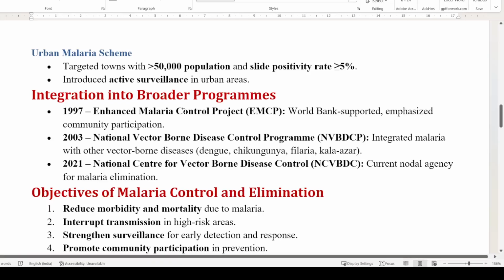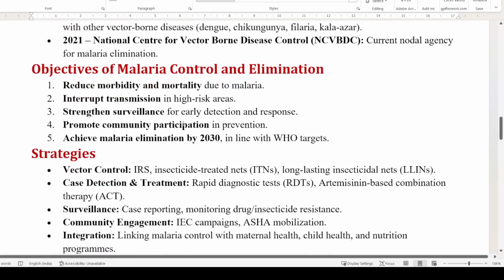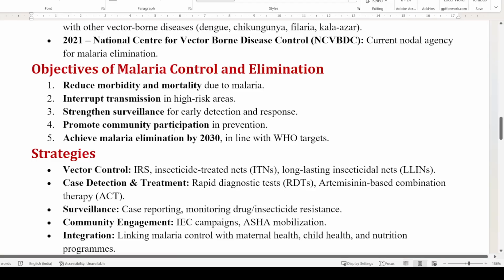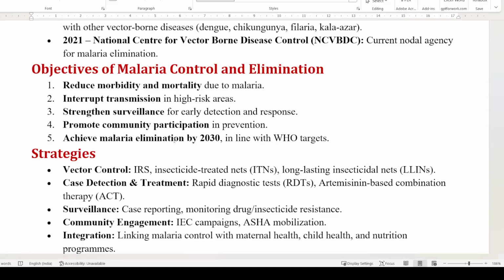So the objectives of malarial control and elimination are to reduce morbidity and mortality, interrupt the transmission, strengthen the surveillance system, promote community participation, and achieve malaria elimination by 2030. Now 2030 is the goal set by this program, and it is also in line with the WHO targets.